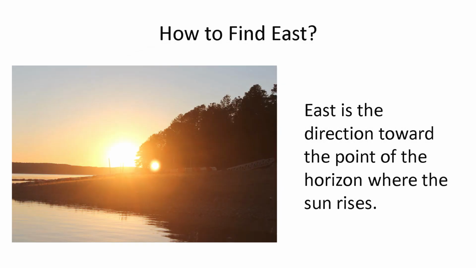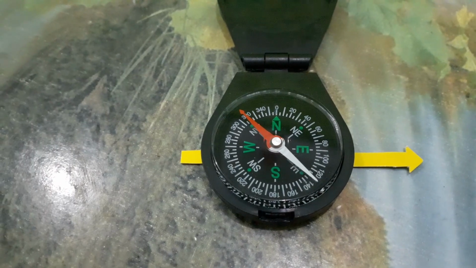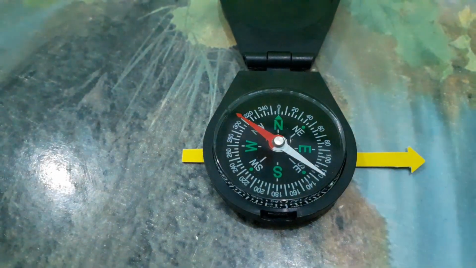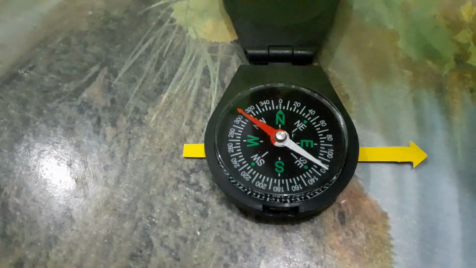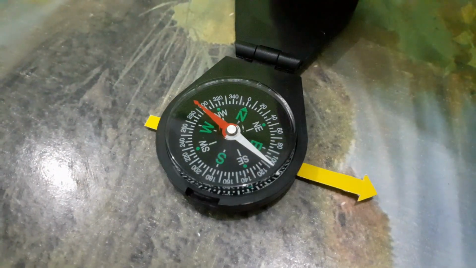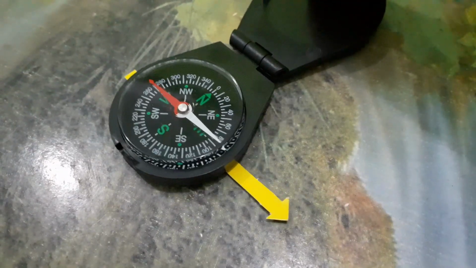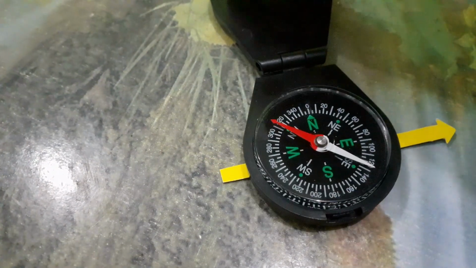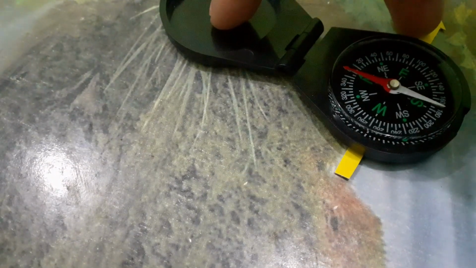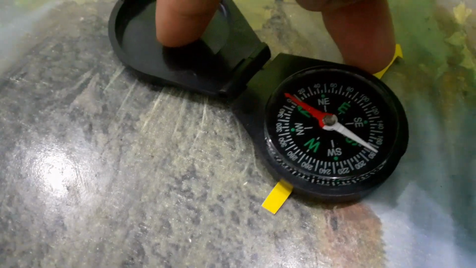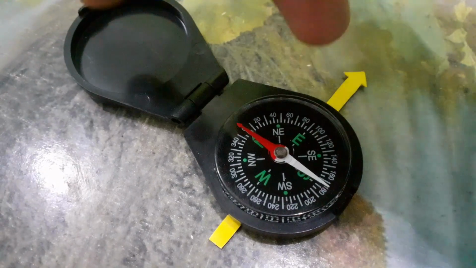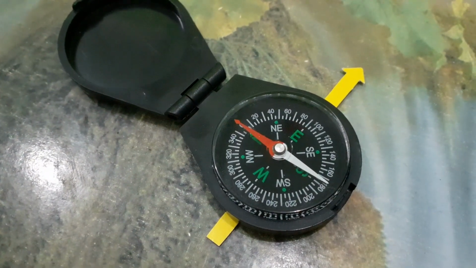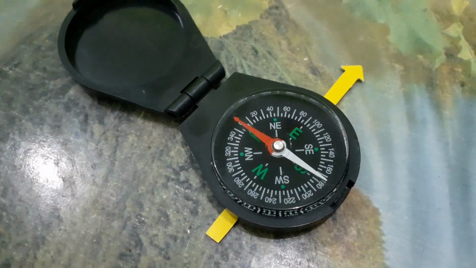How to find this? East is the direction toward the point of the horizon where the sun rises. Observe the magnetic needle. I am going to find east. I am going to reposition the magnetic needle to north. This time, the direction of the go is facing east, where the sun rises.